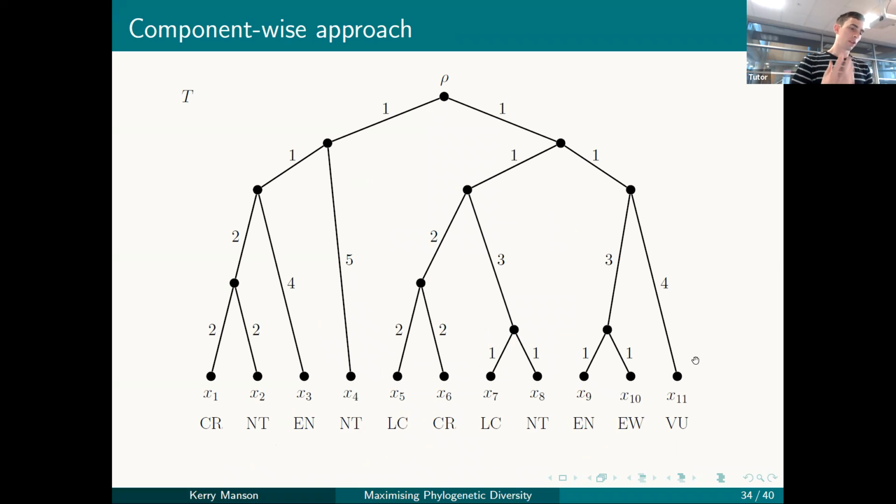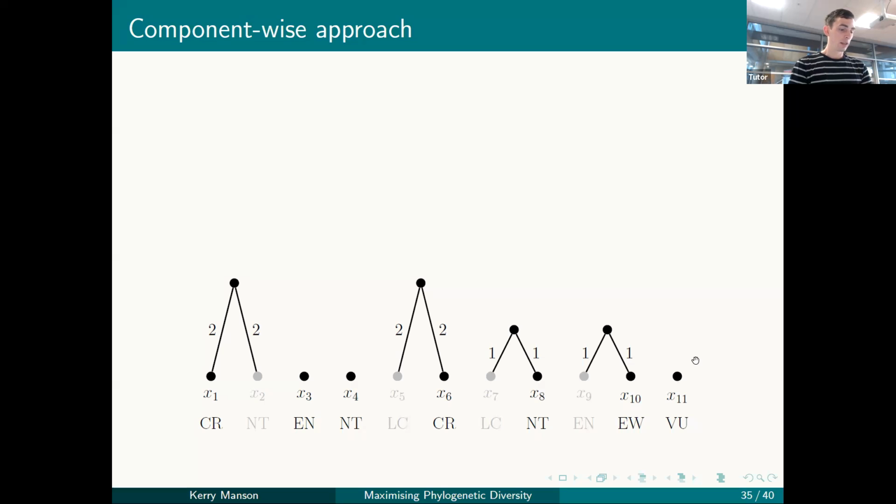So in contrast to this, we can use a component-wise approach. And one bonus is that in this approach, we don't even really need to change the categories to numbers, as long as we remember the ranking of these categories and the severity of extinction.